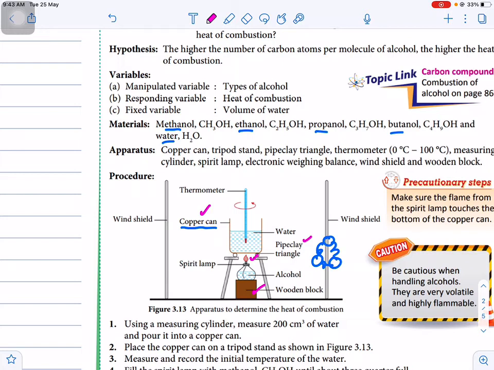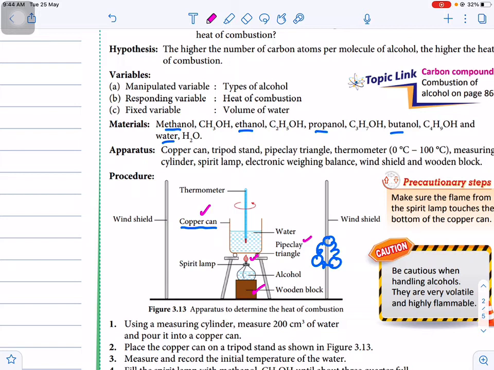When we use the wooden block, what happens? The flame that is produced from the combustion of the alcohol will touch the bottom part of the copper can. So dia sentuh bottom part. So we can say very close. Okay. And then when it touches the bottom part, there will be no penghalang, no shield between the copper can and the flame. That's why we cannot use the wire gauze.